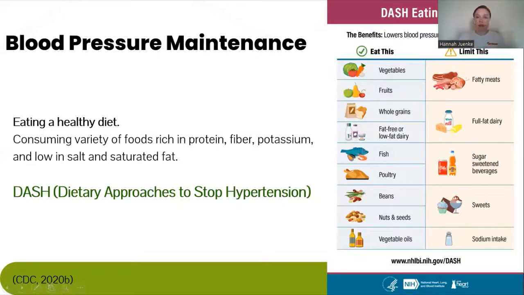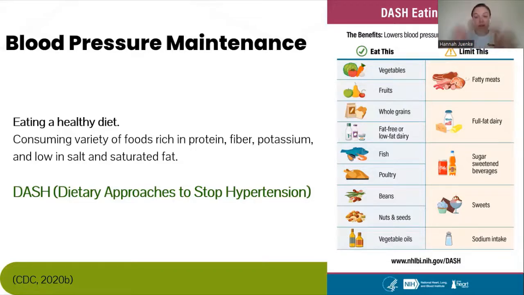Okay, so how can we look at treating our high blood pressure? Well, there's a diet called the DASH diet, which stands for dietary approaches to stop hypertension. Pretty much all this is, it's more just guidelines to help you have a well-balanced diet, consuming foods that are rich in protein, fiber, potassium, and that are low in salt and saturated fats. That's the big thing.